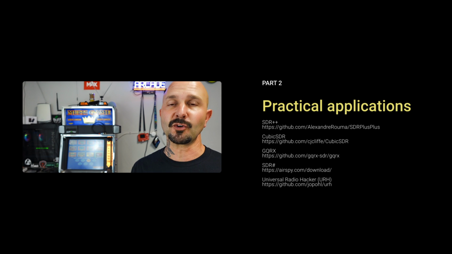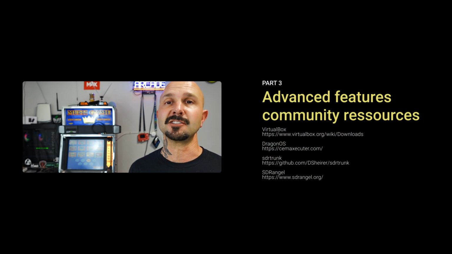We'll try RTL433, so that we can take things that are sending out signals in the neighborhood, like people's remote controls for their blinds, for their fans in their rooms. We'll try DragonOS using VirtualBox so I can show you how you can actually use Linux on Windows. DragonOS is an operating system that comes preloaded with tons of SDR stuff. So we'll try that for a little bit.